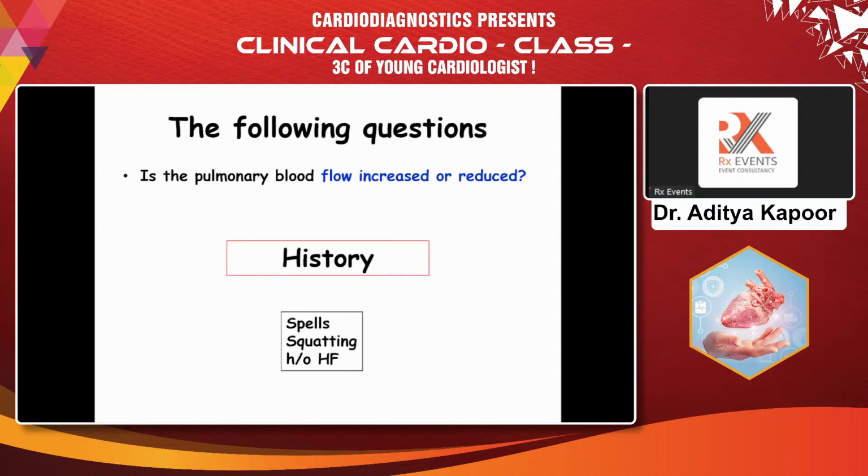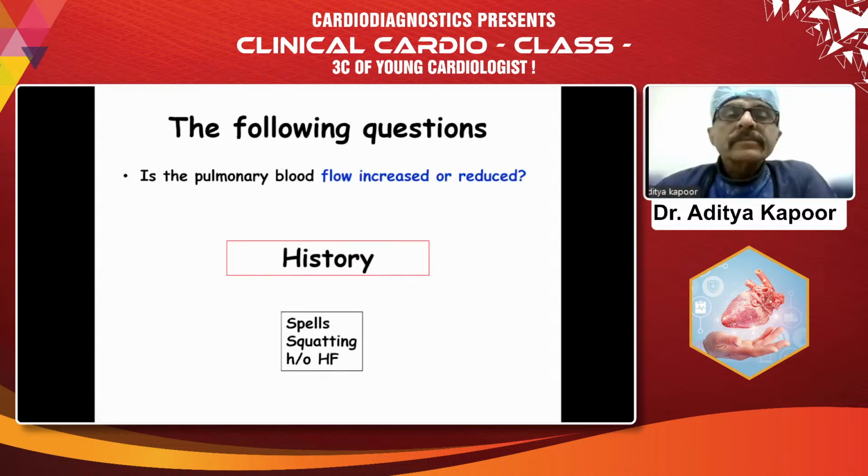As Dr. Kamal and Dr. Ajay Mahajan were teaching us, is the pulmonary blood flow increased or reduced? First of all, history-wise, this is what you have to look for, okay? So spells, spotting, and history of heart failure. Dr. Kamal pointed out a few scenarios when TOF can also have heart failure, so you should remember that. So if there are spells and spotting, that is by and large a pointer towards a reduced pulmonary blood flow.